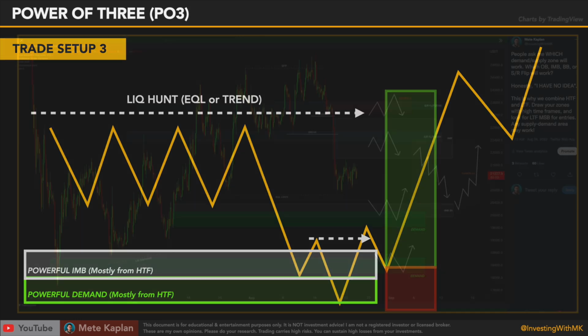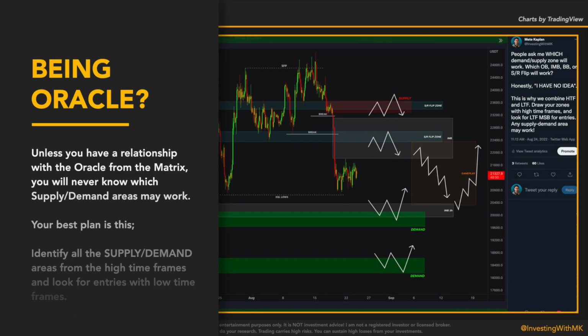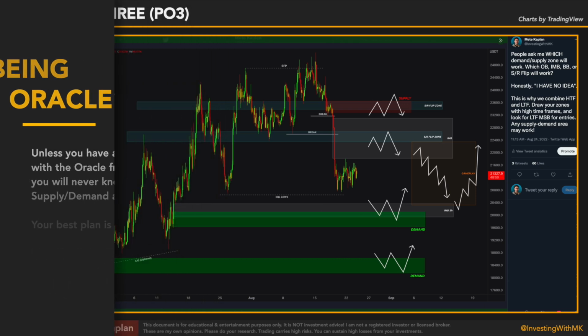Let's check the example. One of the most common questions that I get: which OB will work, which breaker block, which QML, which supply or demand will work. Guys, I have no idea. We do not care which one will work. It is so simple. Determine your supply or demand areas in high time frames and look for entries in low time frames. Price action is this simple.